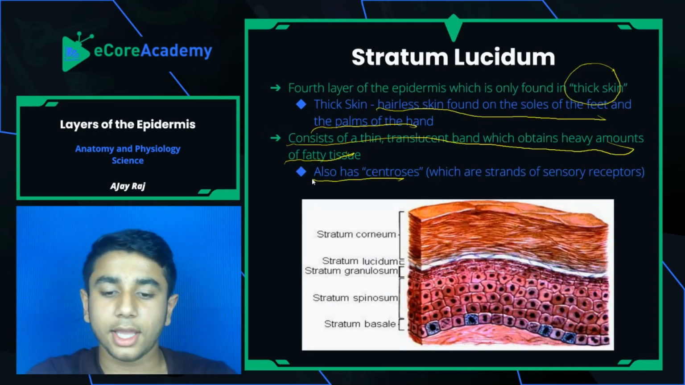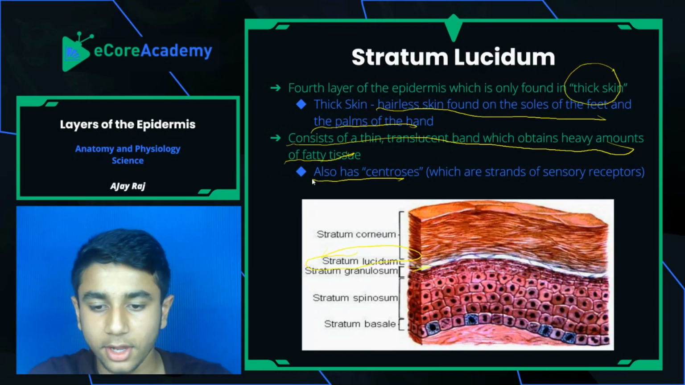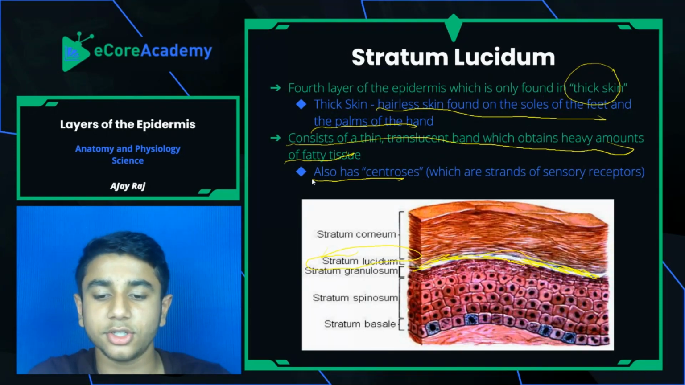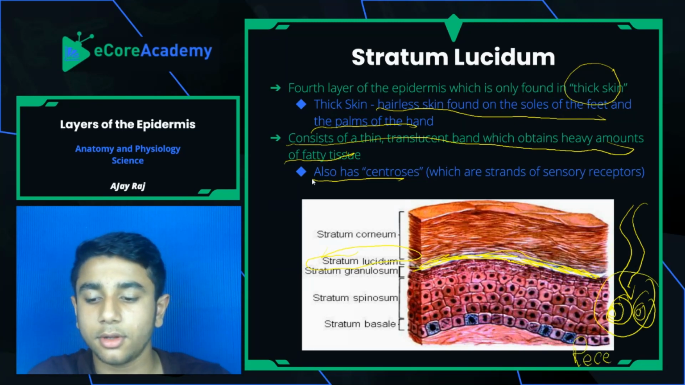And I'm just going to recap here the stratum lucidum right here. I'm circling it. It's this white piece here, and this white just basically represents fat, which I'm indicating with this yellow. So it's basically just fat, and it includes these centroses, which are basically like little strands that I'm drawing here, little strands that originate from actual sensory receptors that are found in the dermis. So they basically help pretend that these are sensory receptors. I'm just going to write that here, receptors.